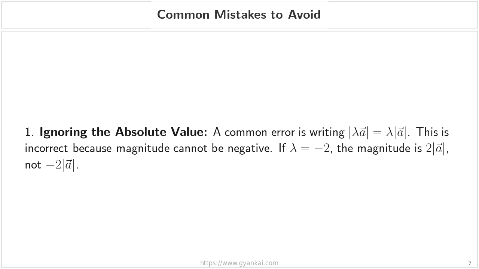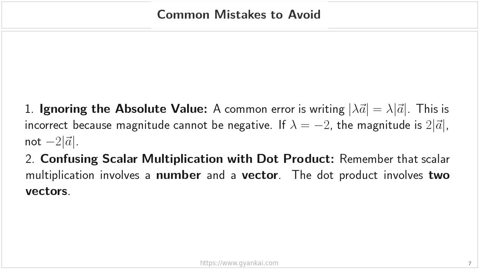Always remember to apply that absolute value to your scalar when calculating length. Second, please be careful not to confuse scalar multiplication with the dot product. It sounds similar, but the components are fundamentally different. As we saw in our earlier slides, scalar multiplication involves a single real number, a scalar, and a vector. In contrast, the dot product is an operation performed between two different vectors. Keeping this distinction clear is vital for your work in vector algebra.